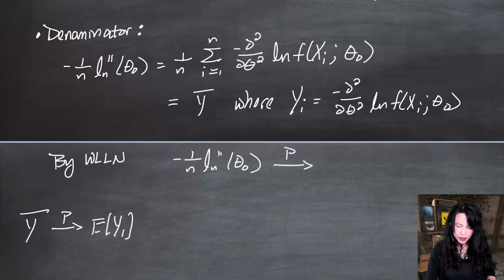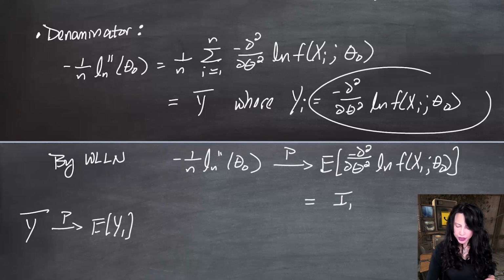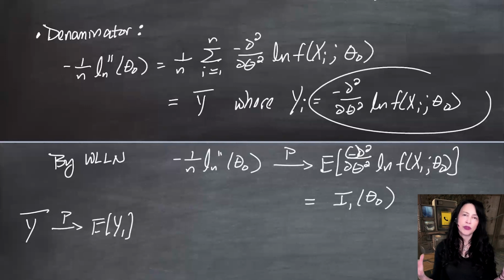But what is the mean of one of them? That is the expected value of one of these terms. So the negative second derivative of the log of f of, say, x1 and theta naught. And this is the one-dimensional, remember there's a negative there, it's hard to see, this is the one-dimensional Fisher information evaluated at theta naught. That was our property 3 for computational simplifications. We could define the Fisher information with a certain expectation of something squared, or we could not have a square but have a second derivative.